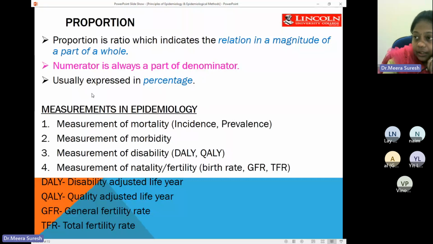And in rate, the multiplier can be 100, 1,000, 10,000, or 1 lakh, that is 100,000. And in the case of ratio, we will always keep it as 1 is to 1, or 1 is to 2, or whatever the number may be. And in proportion, we will always use the multiplier 100, so that we put the final number in percentage. So what are the measurements? These are the three tools, and the measurements in epidemiology.